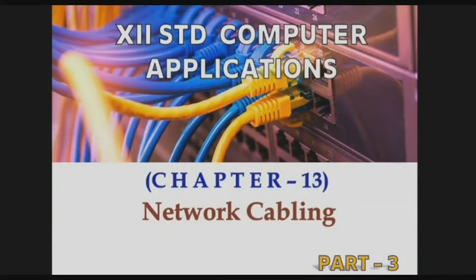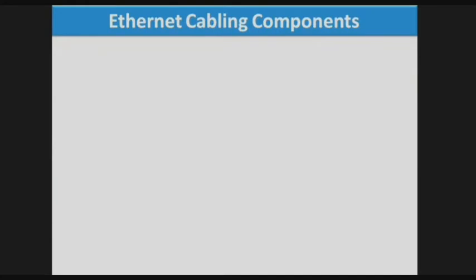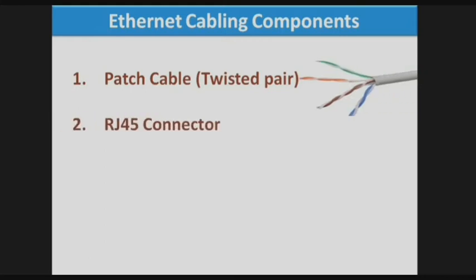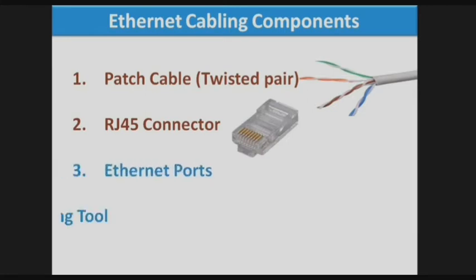13, that is network cabling. In the previous section we have discussed different types of network cables, and also we have started the second topic, that is Ethernet cabling components. There are 4 components in Ethernet cabling. They are patch cable, which is also called twisted pair. Second one is RJ45 connector, third one is Ethernet port, and fourth one is crimping tool.